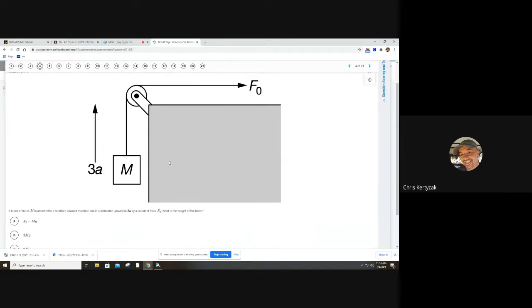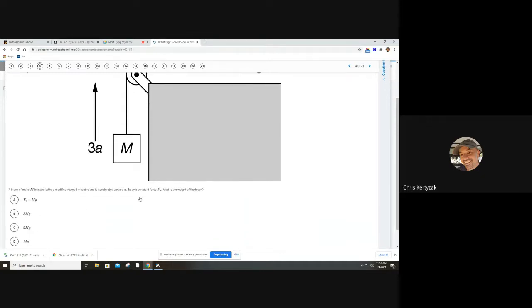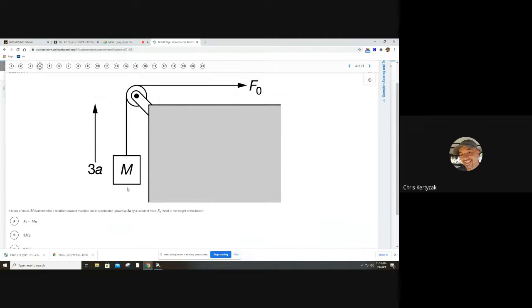The first time I read this through, to be honest, I actually missed that they were literally just asking me for the weight of the block. I thought maybe there was something more complicated they were asking. Here's a modified Atwood machine. Some force is pulling this to the right. It could be your hand pulling it. You're familiar with this picture at this point. It's accelerating in the upward direction at a rate of 3a, and so on and so forth. They describe all of this, but then they just ask, what is the weight of this block?